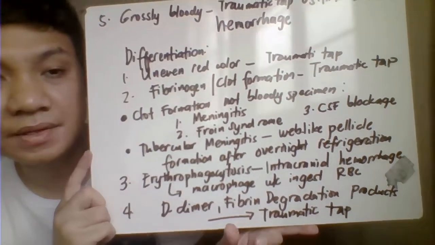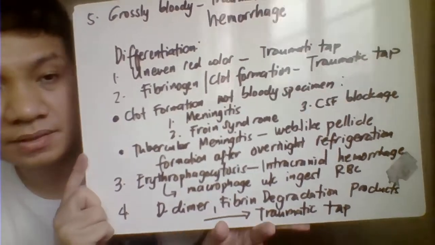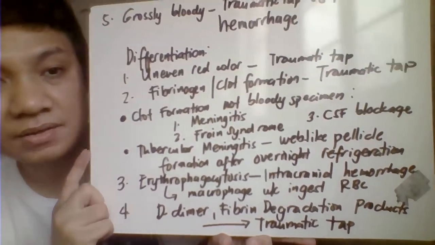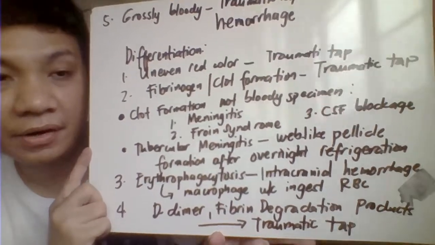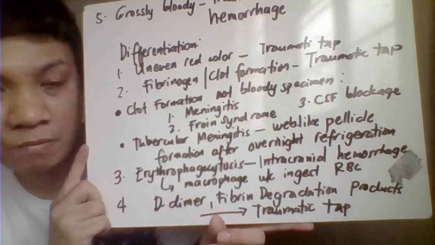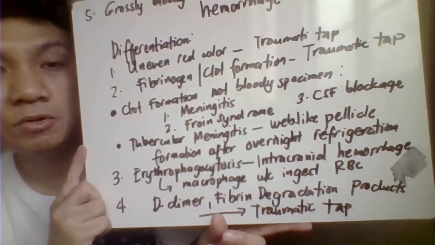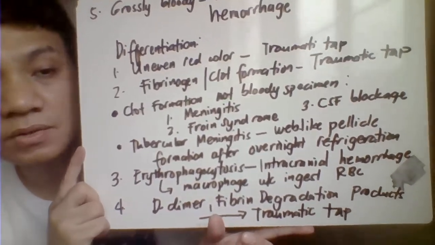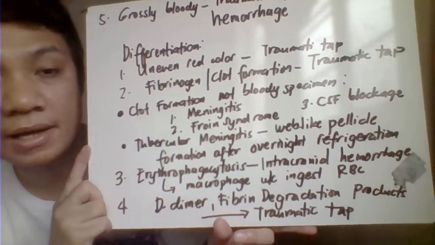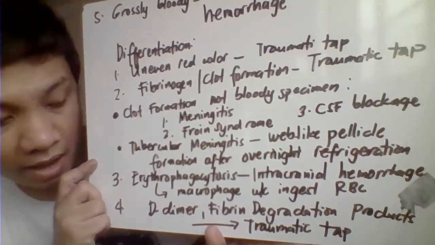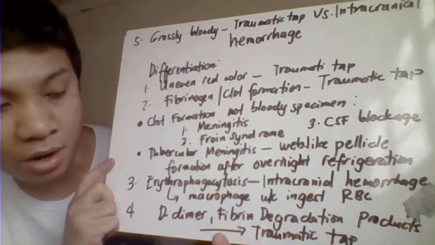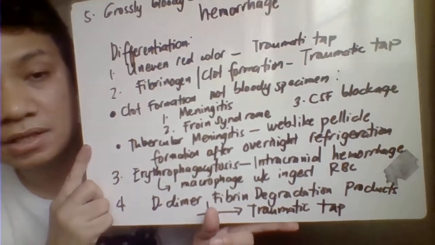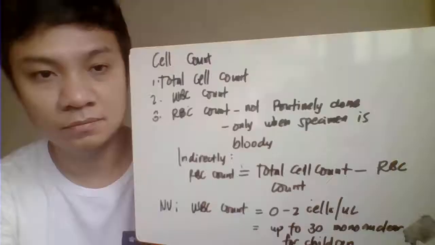Okay, next we have the presence of macrophages. Erythrophagocytosis is when the macrophage ingests red blood cells. Basically, the function of the macrophage is to remove debris or even RBCs within the CNS. So if you see macrophages ingesting red cells, that's erythrophagocytosis, and it signifies that the bleeding was already within the CNS even before you collected the specimen. That signifies an intracranial hemorrhage. Of course, the D-dimer, the fibrin degradation products, are the products of fibrinogen breakdown, so it's related to a traumatic tap.